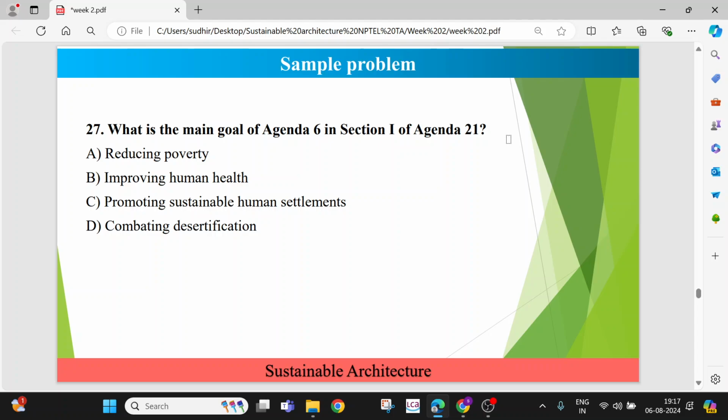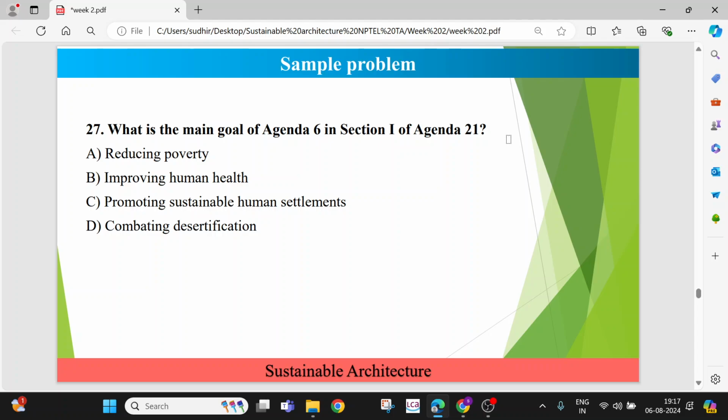This goal is crucial as it directly impacts the quality of life of the people in the urban and rural areas. That's why this section, or the Agenda 6, has been highlighted. This is an important agenda.